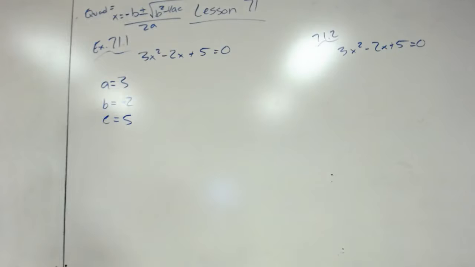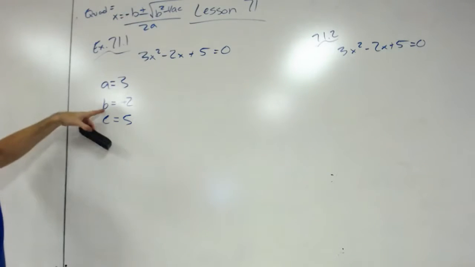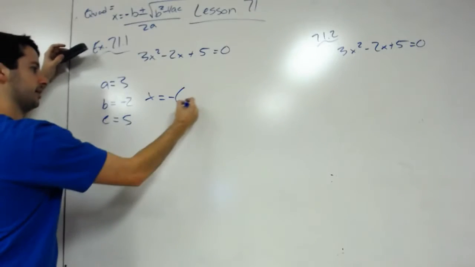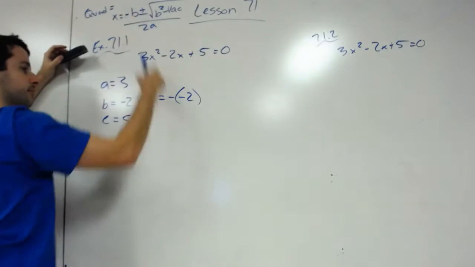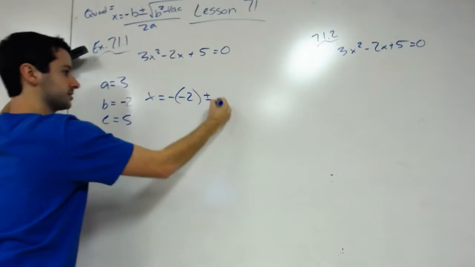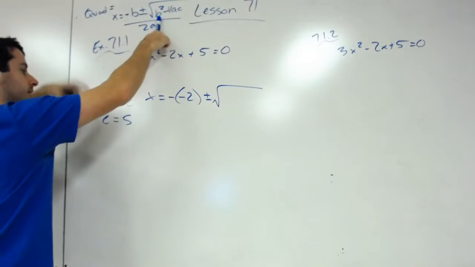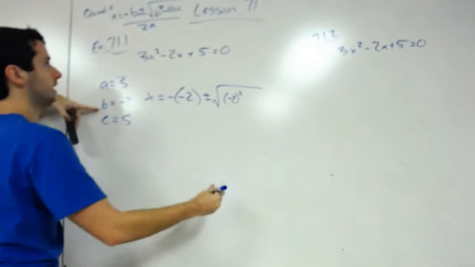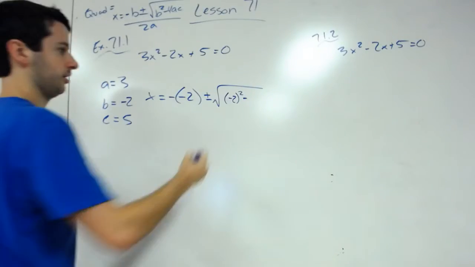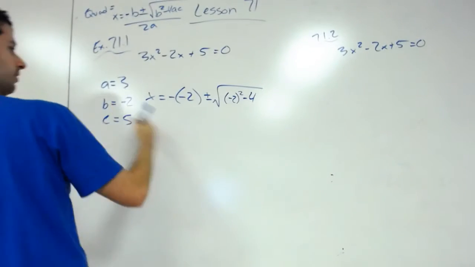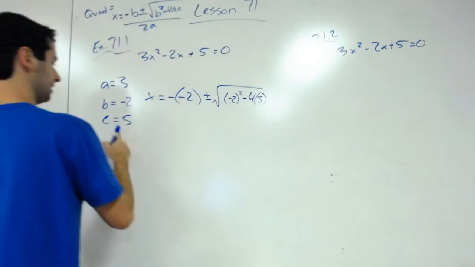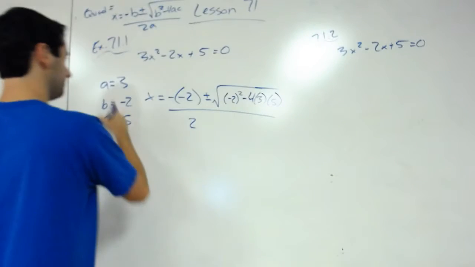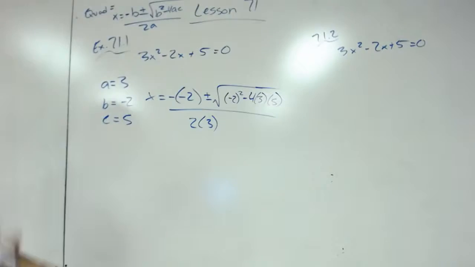Then you just plug it in. Negative b, well, b is negative 2. So technically, it's x equals negative 2, plugged in for b, plus or minus the square root of b squared. We always plug in with parentheses: negative 2 squared, minus 4 times a, 3, times c, 5, all over 2 times a, 3, and then from there we can solve.